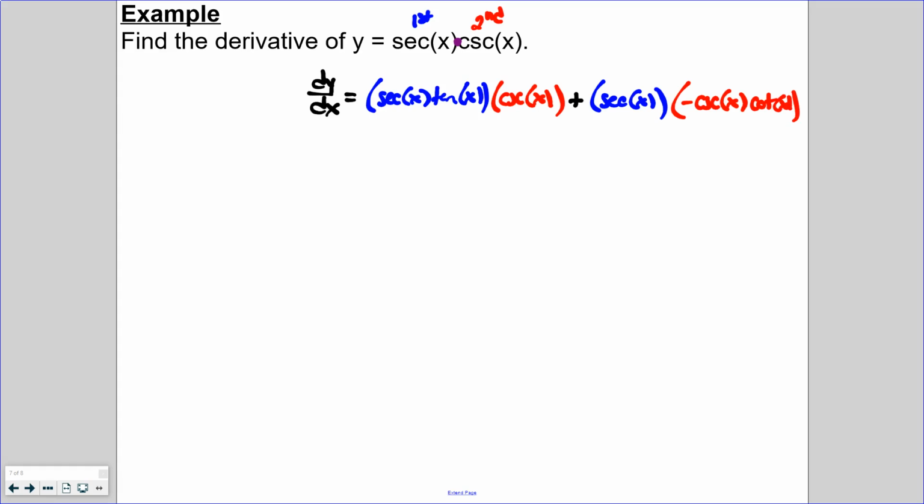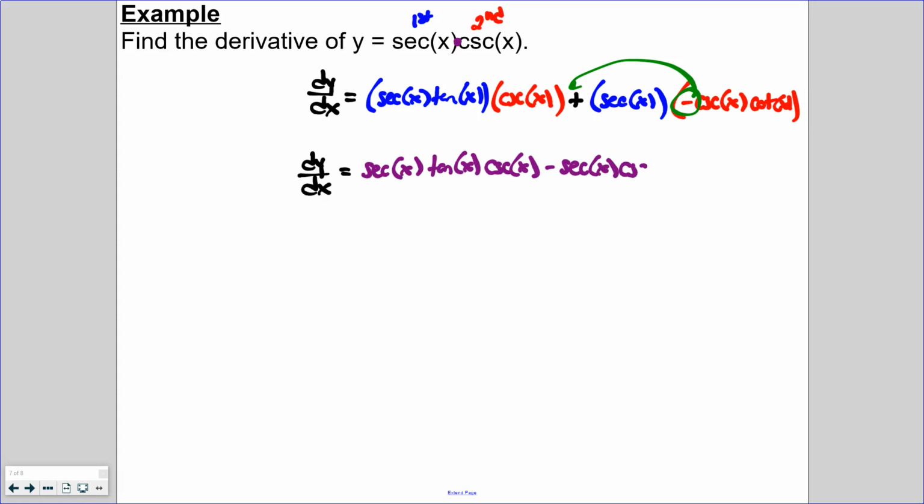And then we can go on and simplify. Really, the only simplifying we can do here is we can bring this negative to the front and drop the parentheses. So that means that dy over dx is going to be equal to secant of x times tangent of x times cosecant of x minus secant of x times cosecant of x times cotangent of x. Now this is a perfectly acceptable answer.